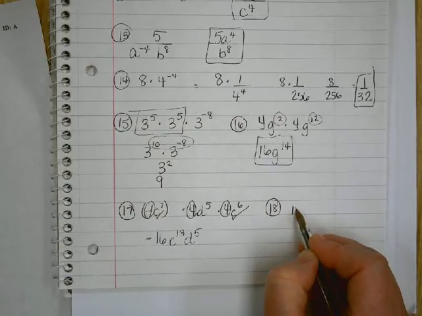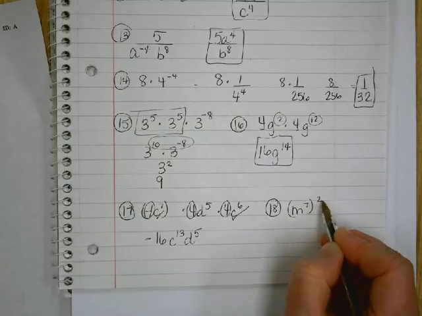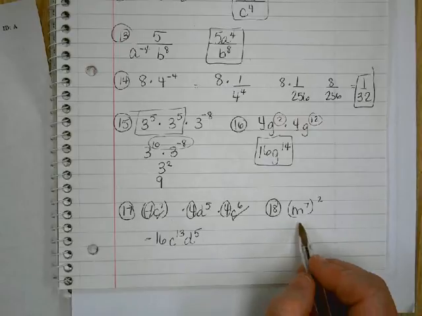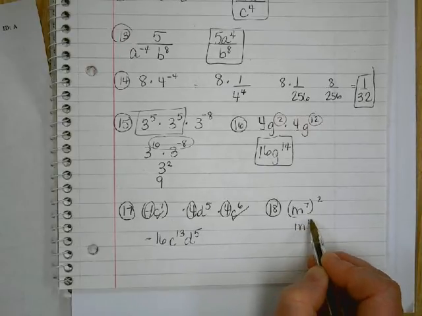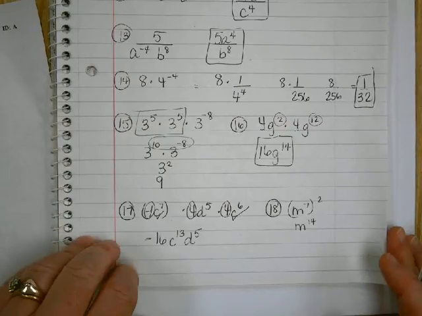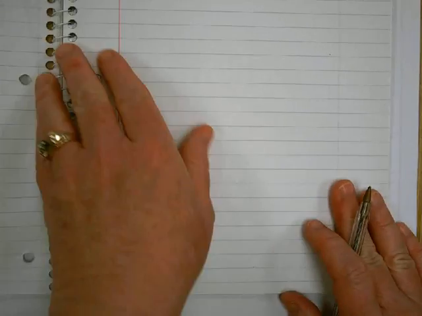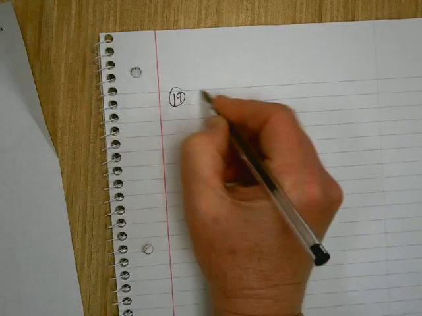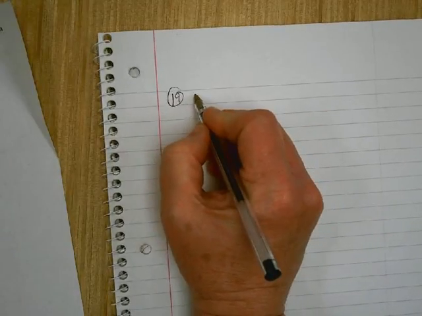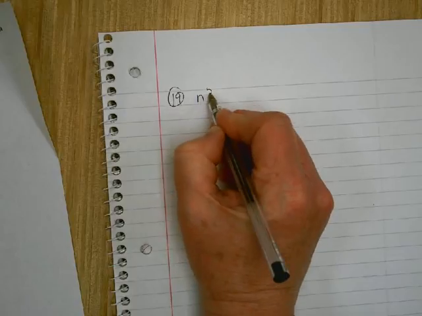18 says M to the 7th squared. Hallie Kate, how do you handle those? So you get M to the 14th. Good. 19. Wait, what's number 18? M to the 14th. And what was number 17? I'll go back in just a second.